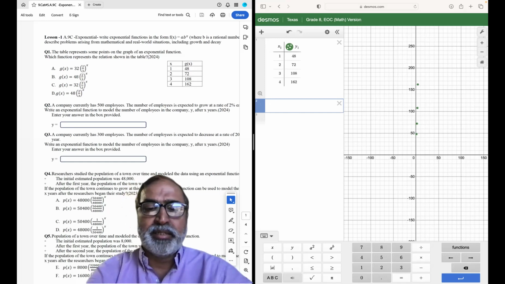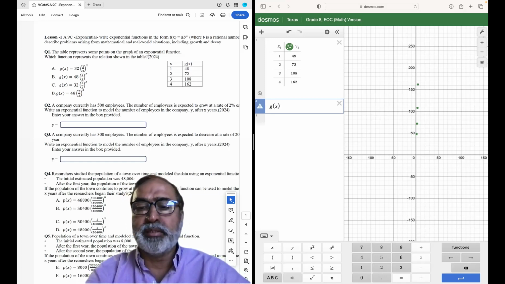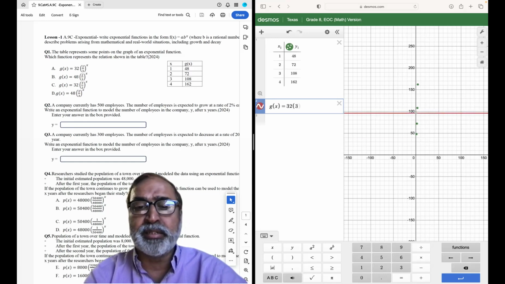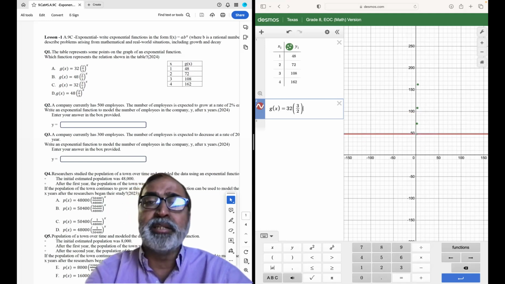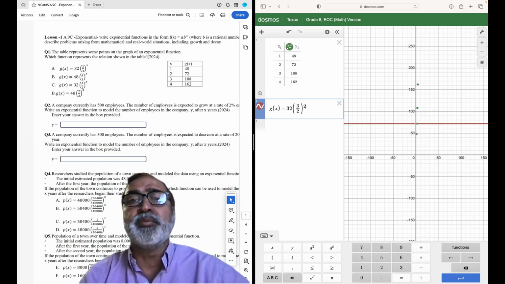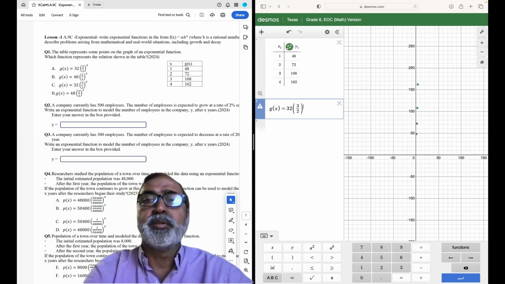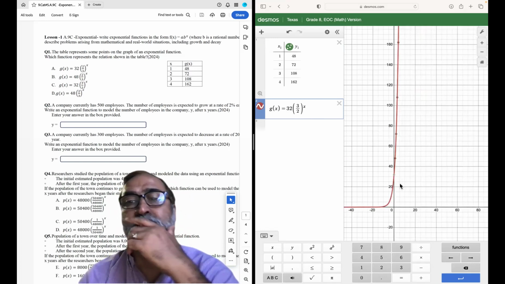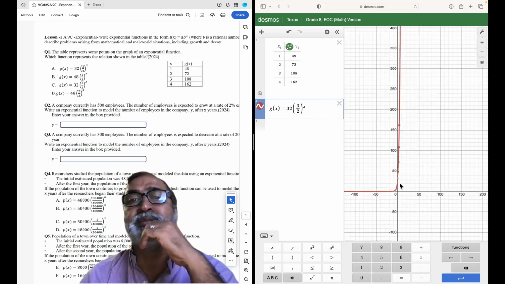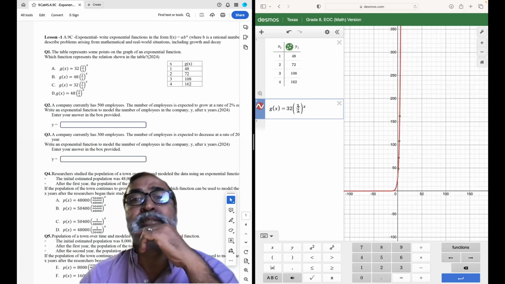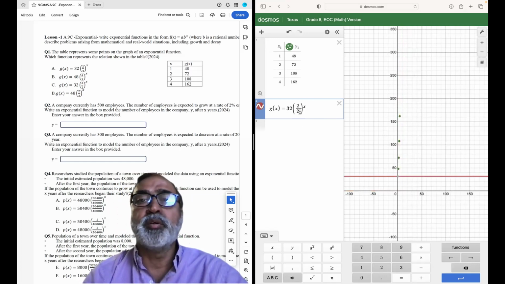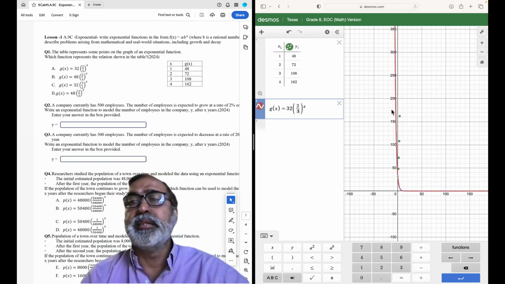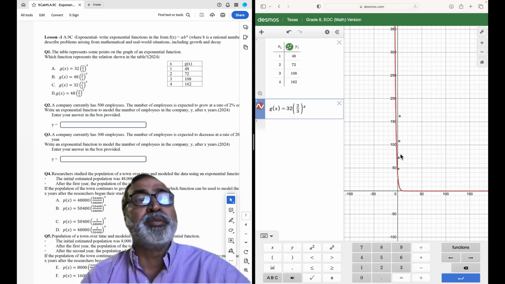Well, let's try that. I'm going to type g of x equals, but if you cannot eliminate based on the growth factor and looking at the initial value, then I will try each one of them. See that those dots, that equation goes exactly through the dots, so that equation is for this table. If I change this to 2/3, you notice that it's a decay function and it's not going through it.